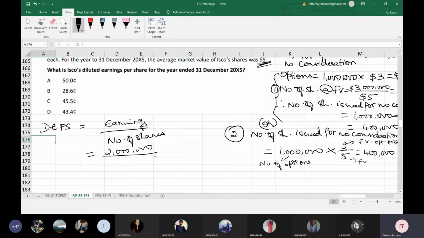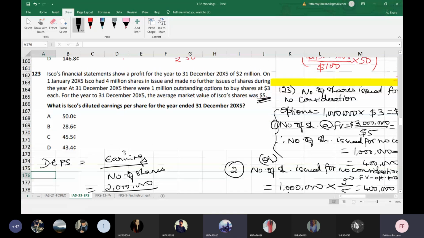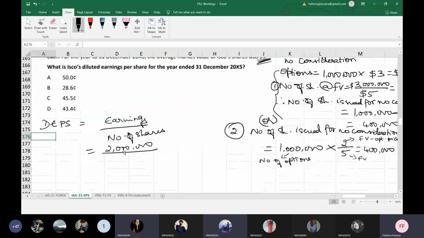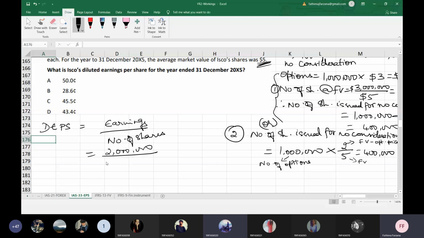What is the number of shares? How many shares did you have in the beginning? 4 million plus 400,000. Only the free quotient you have to take. Okay, 4 million plus 400,000 you will take.